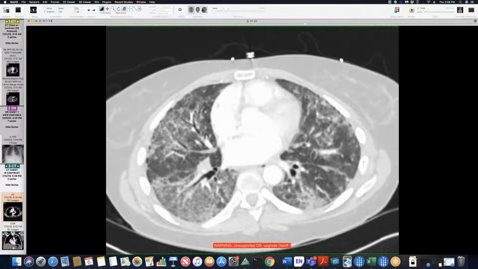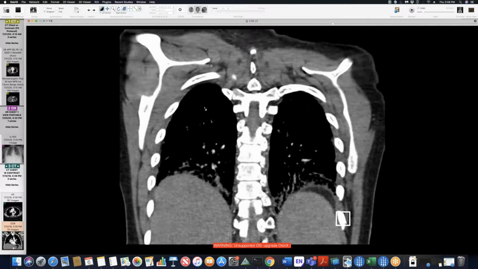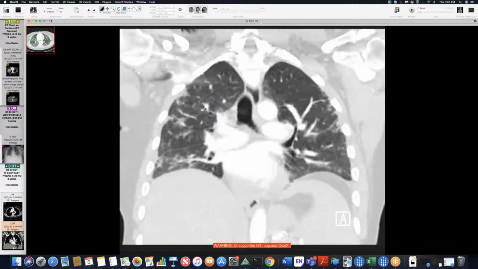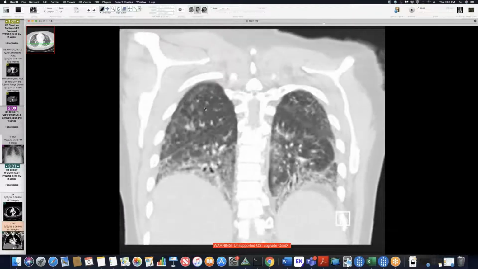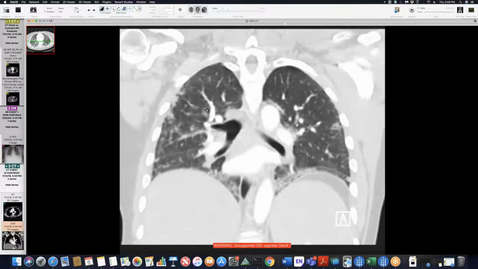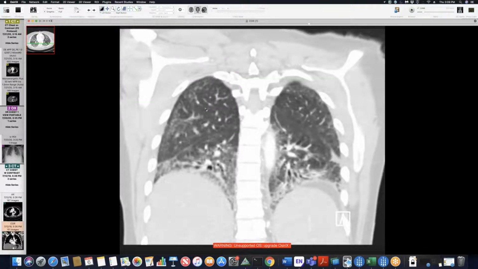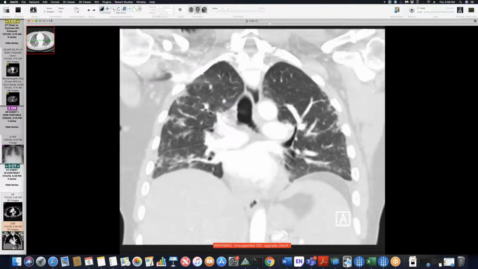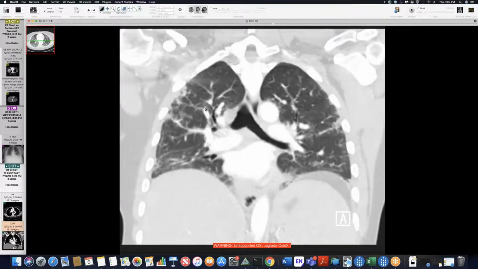So this was, and I'll show the coronal, this patient had anti-synthetase syndrome. So just a case where you have another disease entity that looks similar to COVID DAD. This is anti-synthetase. So fibrotic NSIP pattern.